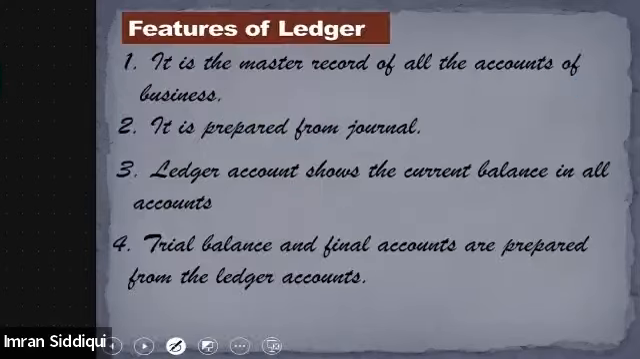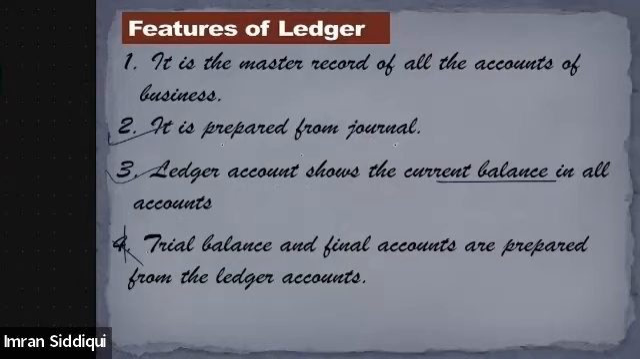These are a few features of the ledger. It is the master record of all the accounts. It is prepared from the journal. First of all, the journal is prepared, and only then can you prepare the ledger. Unless and until you have prepared the journal, you won't be able to prepare the ledger. Ledger accounts show the current balances in all the accounts. Trial balance and final accounts, we will cover these points later. Right now, you can ignore these points.